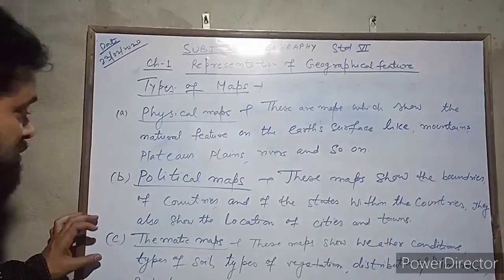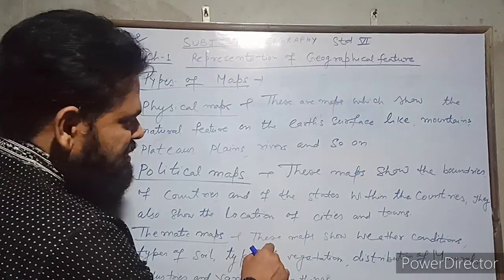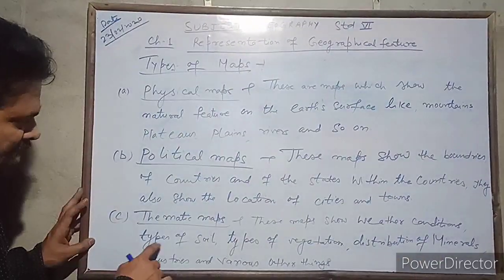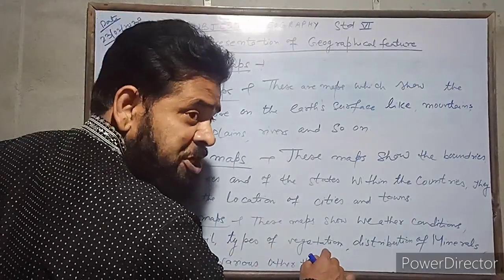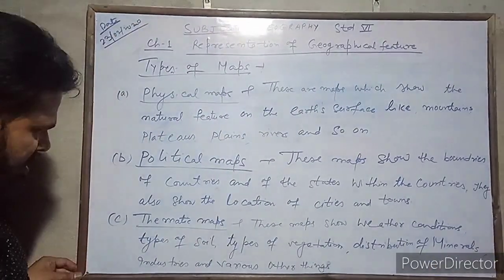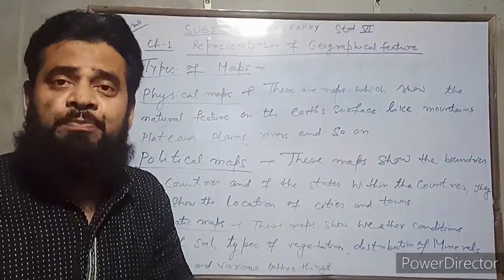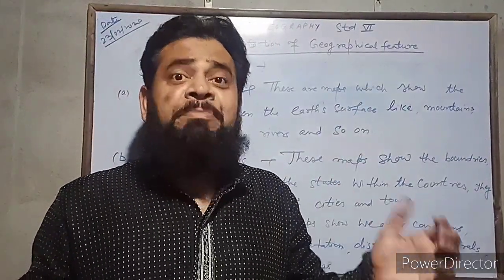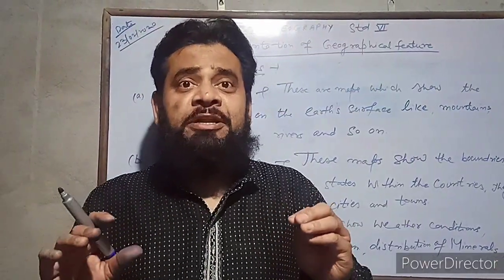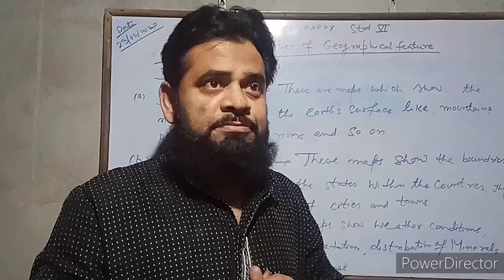Now, third, I will discuss thematic maps. These maps show weather conditions, types of soil, types of vegetation, distribution of minerals, industries, and various other things. A thematic map is a type of map designed to show a particular theme connected with a geographical area. It is a map which is based on a theme. It's called a thematic map.